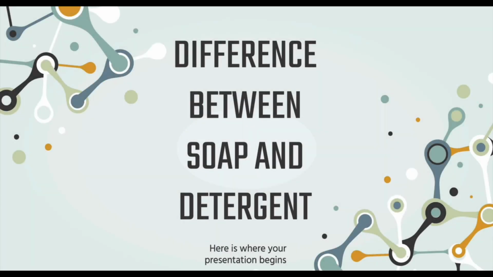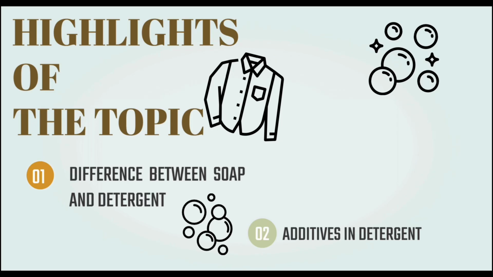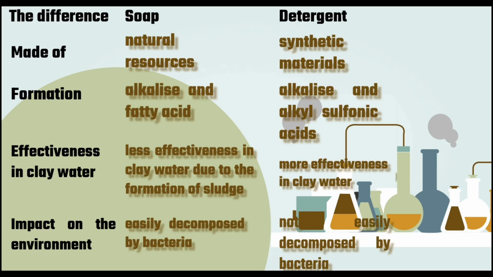Okay, so let's see the difference between soap and detergent. The highlights of the topic are divided into two, which are the differences between soap and detergent and also additives in detergent. First of all, soap is made from natural resources such as alkalis and fatty acid, while detergent is made from synthetic materials including alkalis and alkyl sulfonic acids. Soap is less effective in hard water due to the formation of scum, whereas detergent works better. However, there is also an impact on the environment based on our usage of soap and detergent. Soap is more eco-friendly and easily decomposed by bacteria, but detergent is less eco-friendly and not easily decomposed by bacteria.